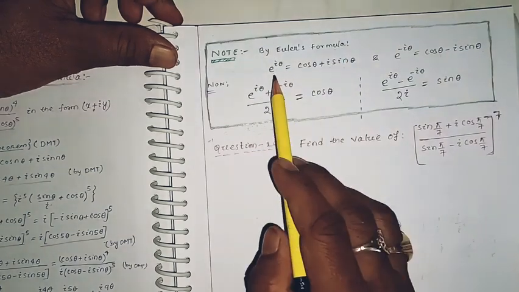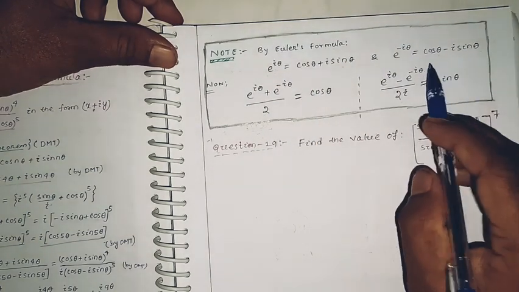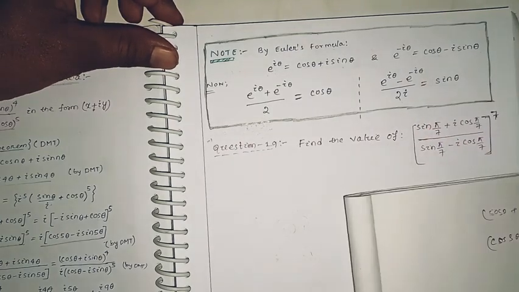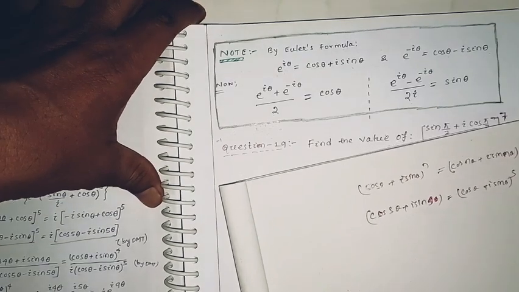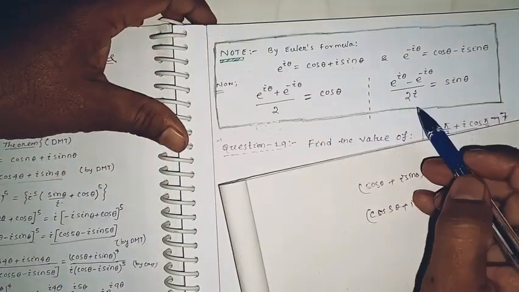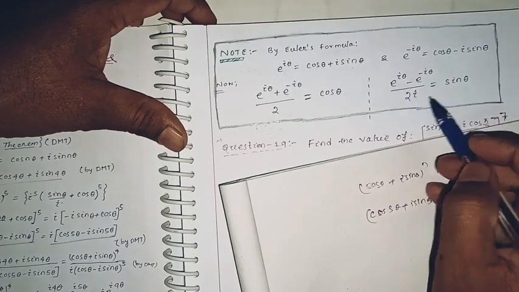By Euler's formula, we know that e to the i theta is cos theta plus i sin theta, e to the minus i theta is cos theta minus i sin theta. Here, (e to the i theta plus e to the minus i theta) by 2 is your cos theta. Maybe you know these two equations, but you must remember them always. Okay, (e to the i theta minus e to the minus i theta) by 2i is your sin theta.